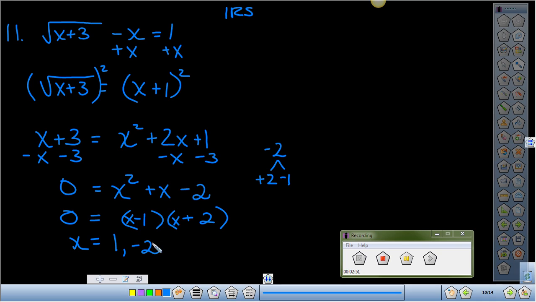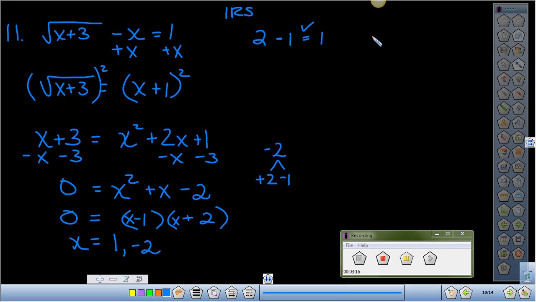Now what you want to do is run these answers back through the problem to see if they check, because remember we could have extraneous solutions. So let's start with the 1. 1 plus 3 gives me 4. The square root of 4 is 2. Let me put that 2 over here. And when I subtract 1, I'm supposed to get 1. And so that one does check.